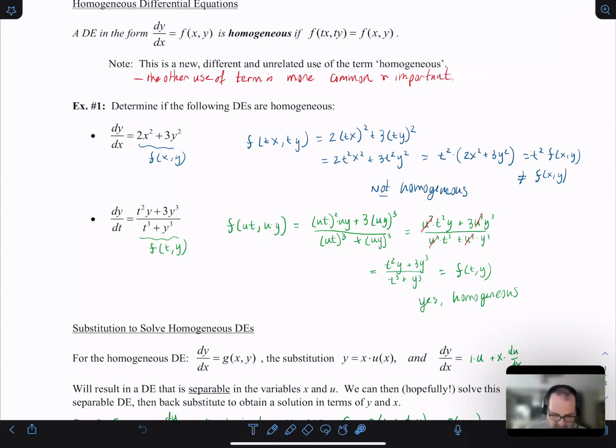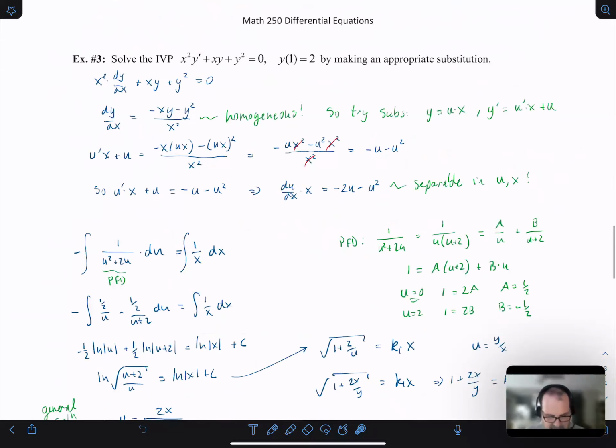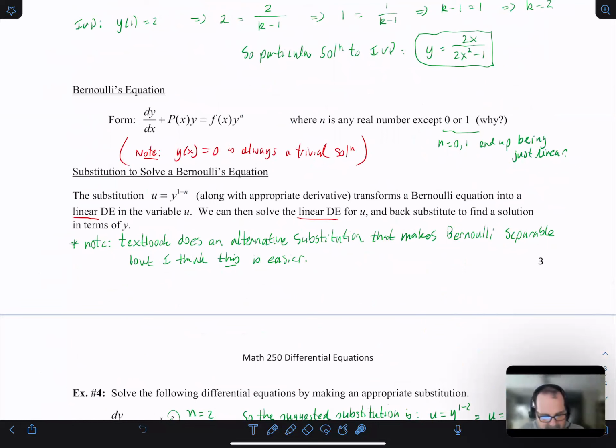Okay, then the other type of problem we're going to look at is something called a Bernoulli equation. So I'm going to move down here to the Bernoulli section. So just a little section here. This is a Bernoulli or Bernoulli. I was always taught to call this Bernoulli, but again, other people call it Bernoulli. Anyway, a Bernoulli is one that looks like this.